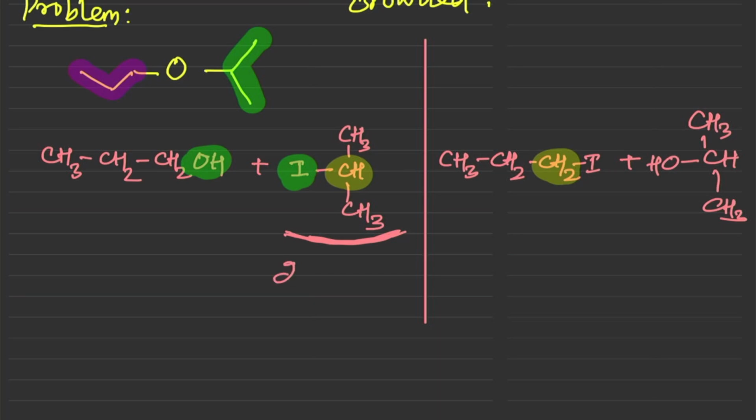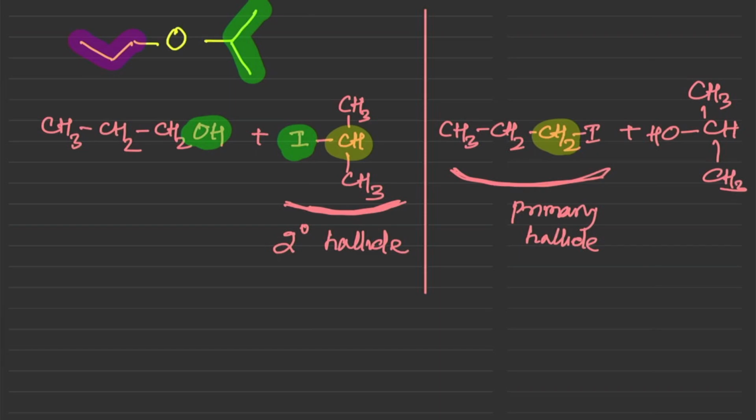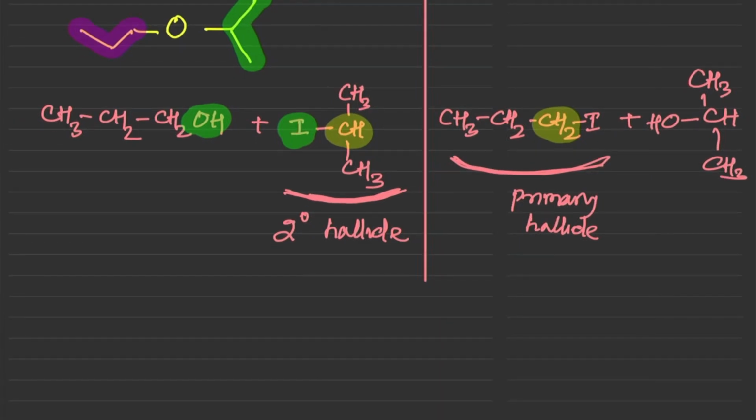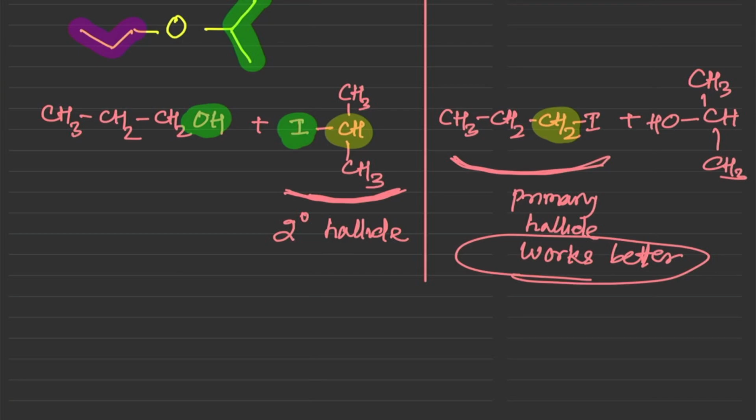So this one is a secondary halide. Why secondary? Because this one is connected to two carbon chains. However, in this particular example on the right side, this one is a primary halide. By the way, you can use bromine or chlorine as well. So that's your primary halide. We know that primary halide works the best, so this one works better. So this method would be a better method to make this one.